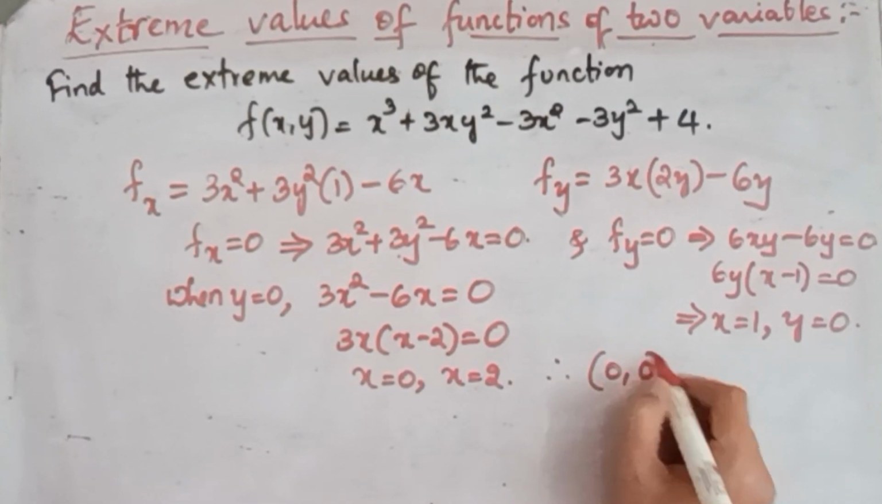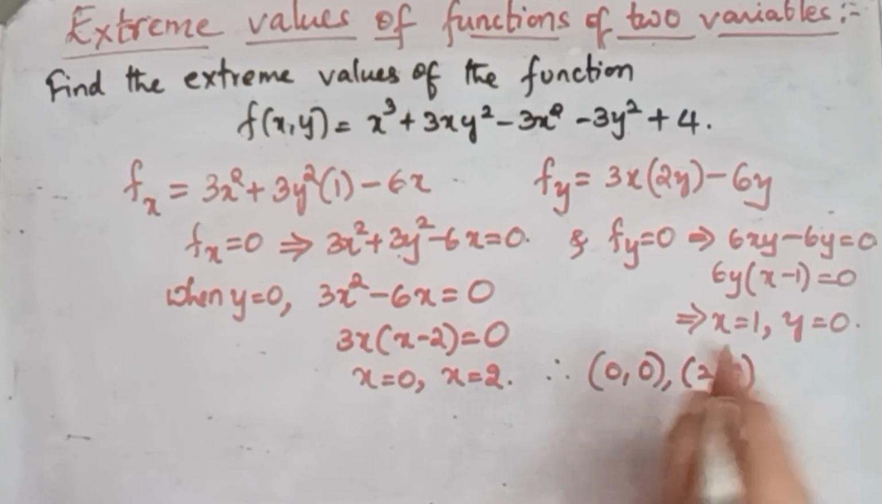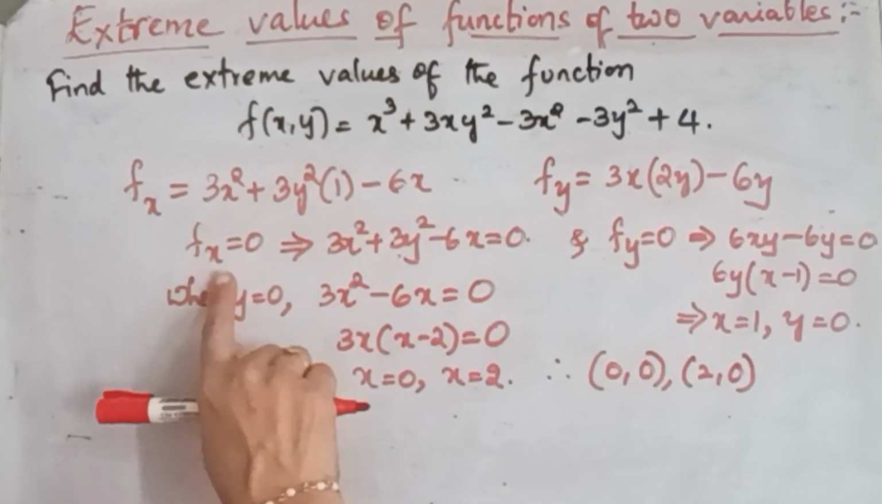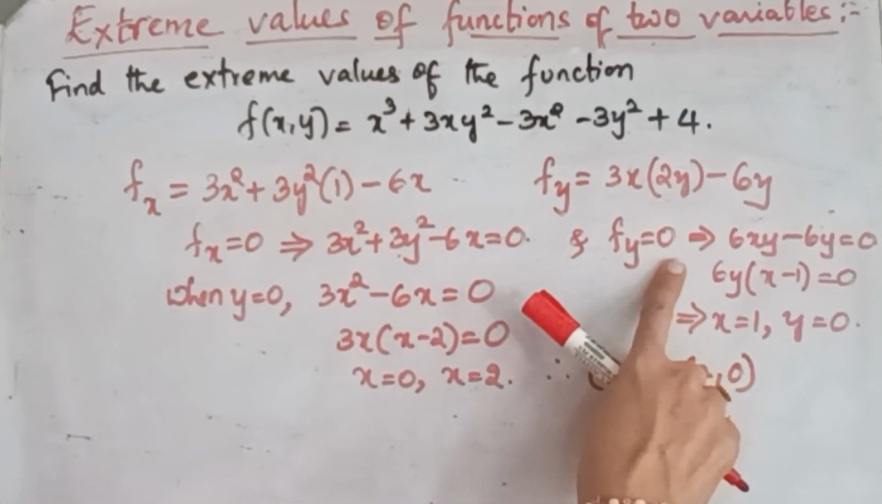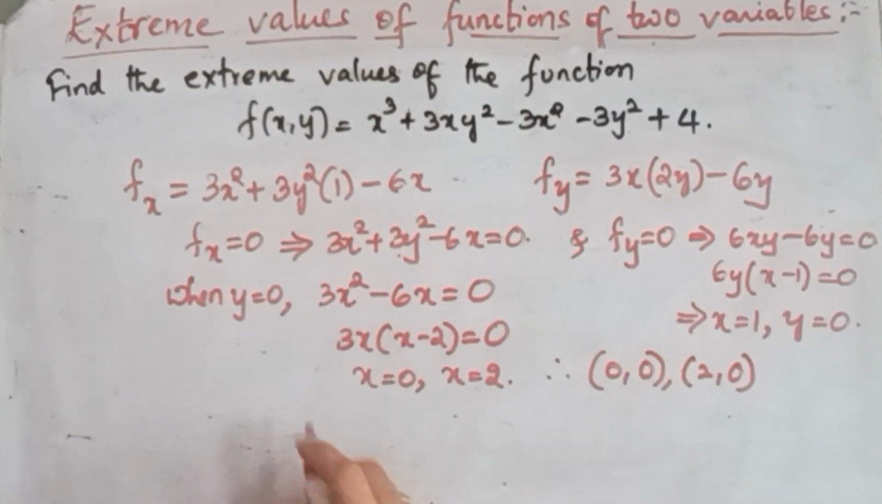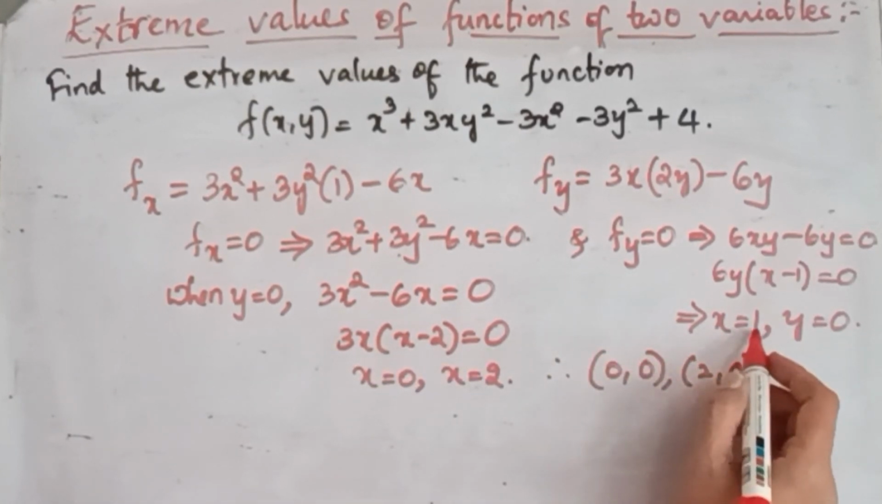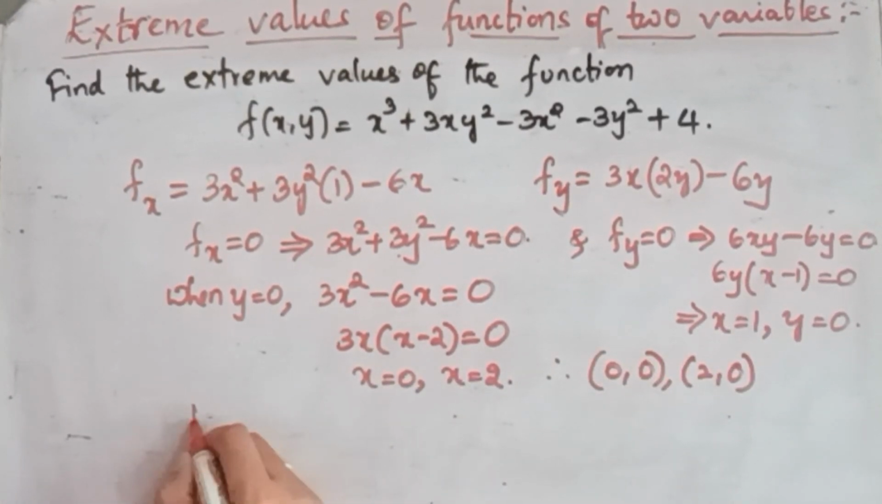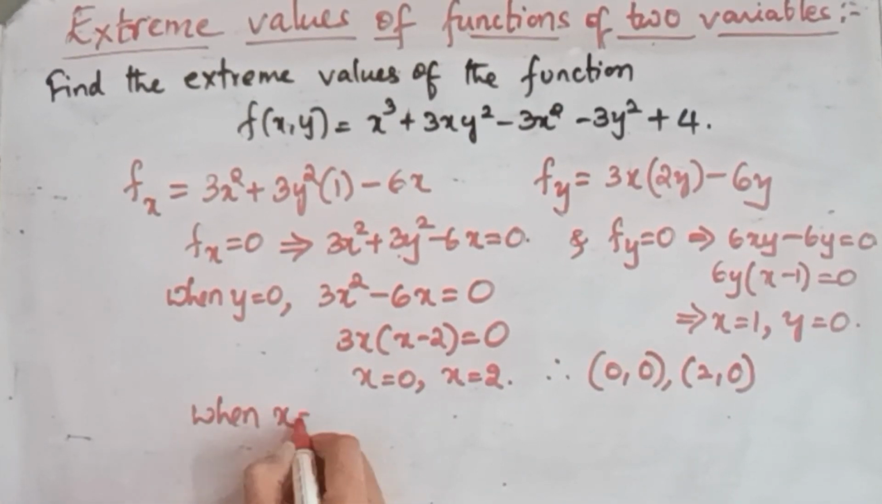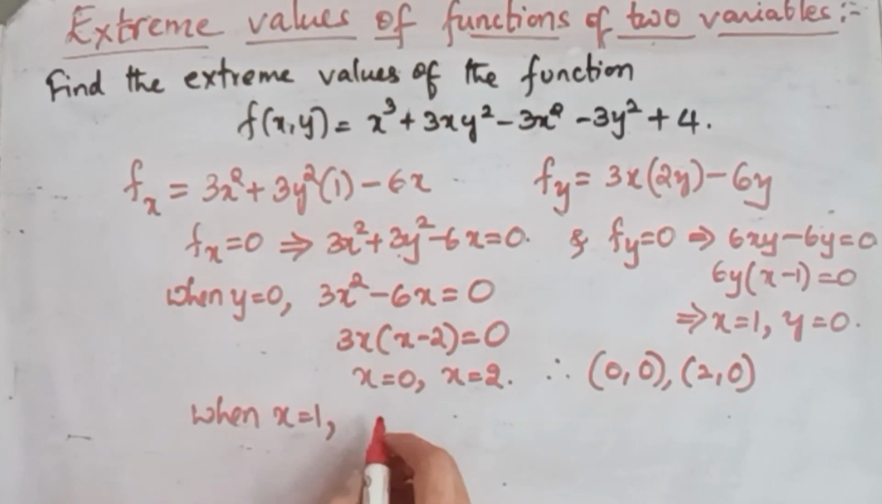0, comma 0, 2, comma 0. At these 2 points, fx equal to 0, fy equal to 0. There could be extremum. Now take another, x equal to 1. So when x equal to 1, let us see what happens here.